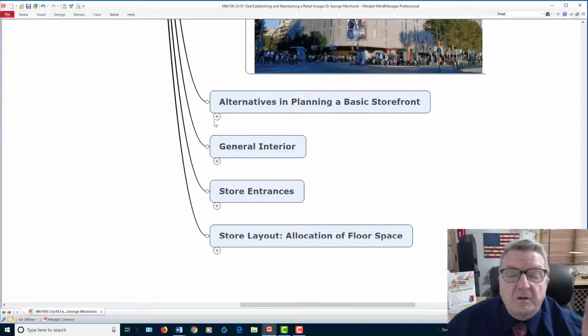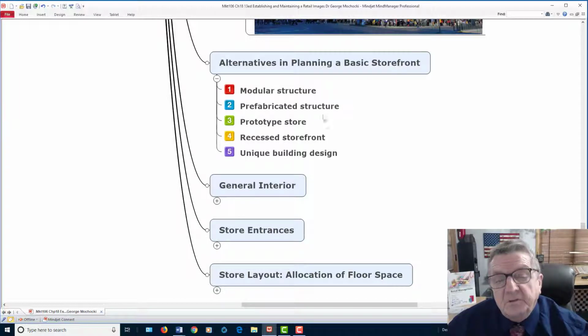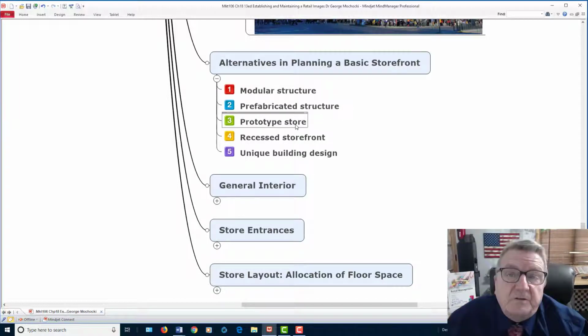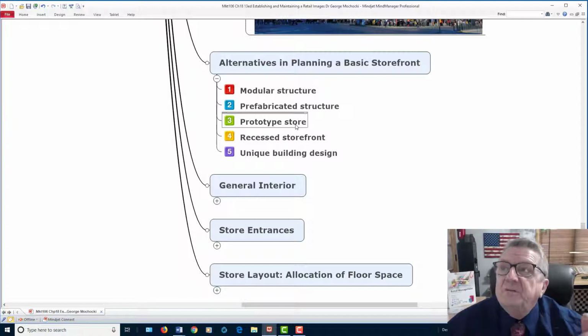Okay. Alternatives and basic storefronts: a modular prefabricated structure, a prototype store. This is one where you're trying a different market, but you still have the same logo and everything else, like Macy's. You've got the big store. Now they're coming up with the smaller store. They've got the name, but the layout's a little different. So it's Macy's Mini or whatever. I forgot what they're called. But you can see the same thing.